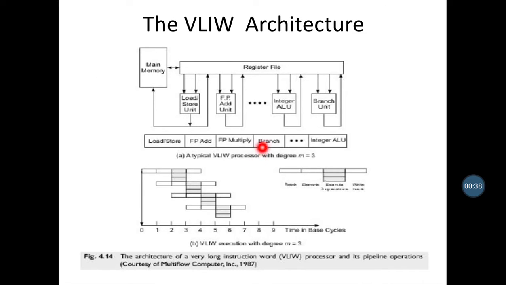If you observe here, we have a large register file and different functional units like load store unit, floating point add unit, integer ALU, branch unit, and we have a main memory. So we are executing. Here this is a typical VLIW processor with degree m equal to 3. So in the figure we can see the VLIW execution with degree m equal to 3.